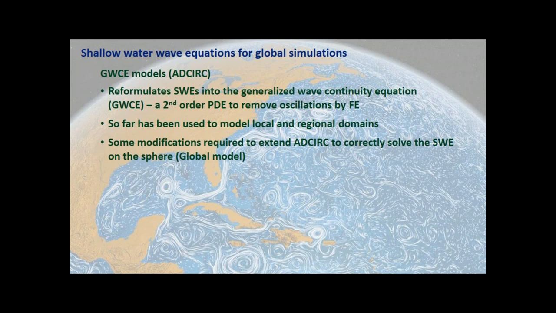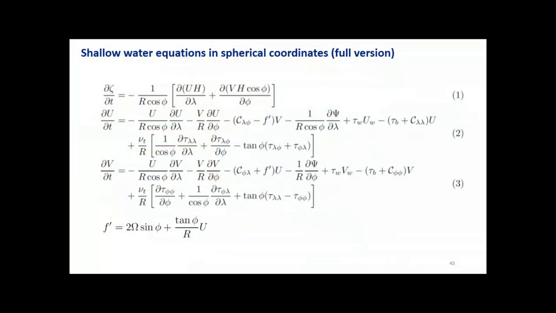So we became pretty convinced that we wanted to rid ourselves of the pain of boundary conditions forever, so we said, well, we'll just reformulate ADCIRC and go ahead and do a global model with it. So we moved out of the regional and went to the global domain. And so we had to do a little bit of reformulation.